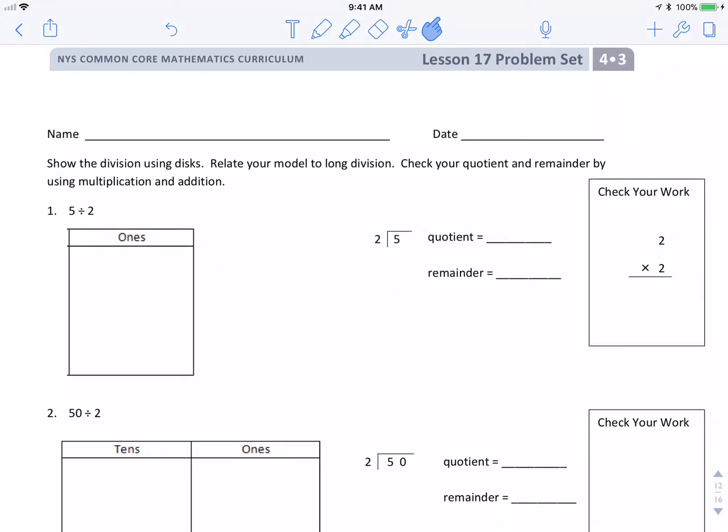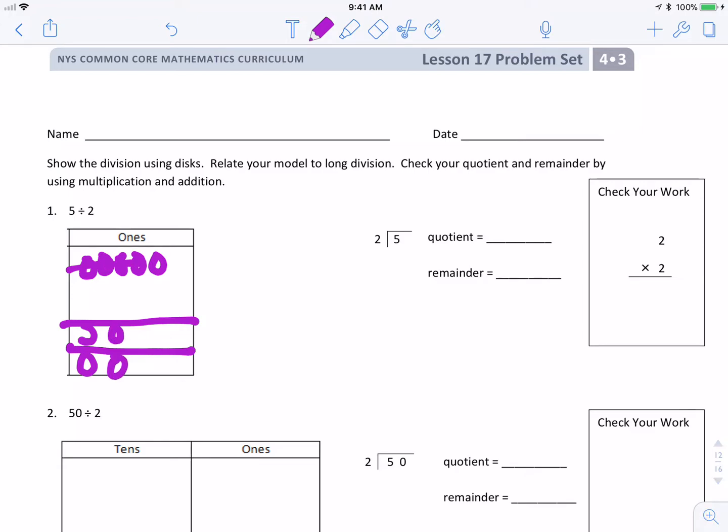Okay, for your problem set today, 5 divided by 2 is your first problem, so we're going to make our 2 boxes down below. We're going to start with 5. 1, 2, 3, 4, 5. Cross out every 2. 1, 2. 1, 2 with 1 remainder. So, how many do we have in each row? We have 2 with the remainder of 1. So the quotient is 2. The remainder is 1.